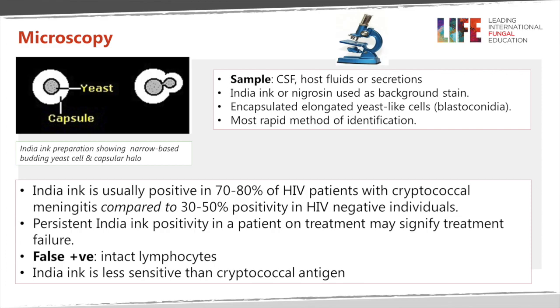So microscopy, first of all, very straightforward test if you can get the right sample. So this could be CSF, various host fluids or secretions. As I've said already, the use of the India ink is very simple and valuable, relying upon the presence of a capsule. But just one note of caution here, there have been many series of patients where the organism has been capsule negative. So it doesn't always work.